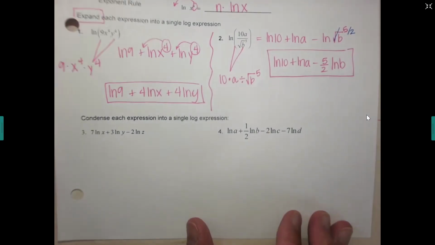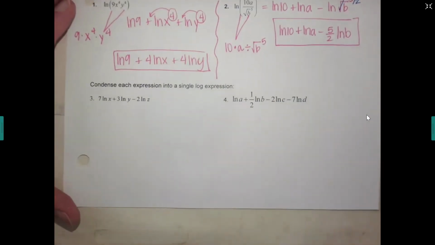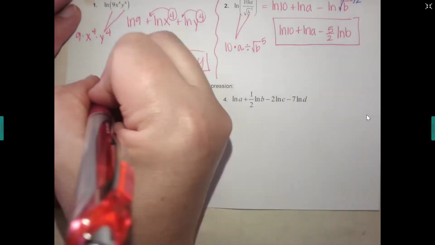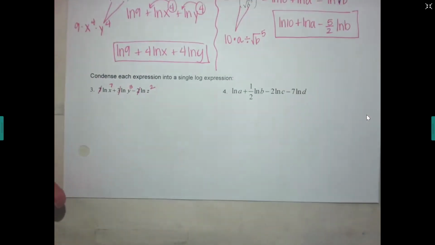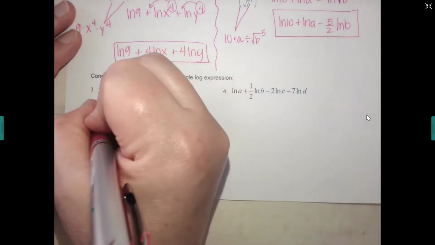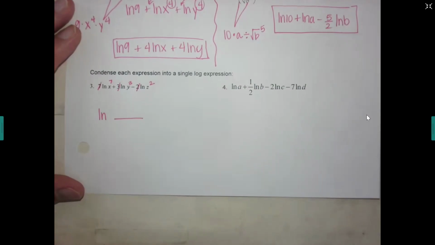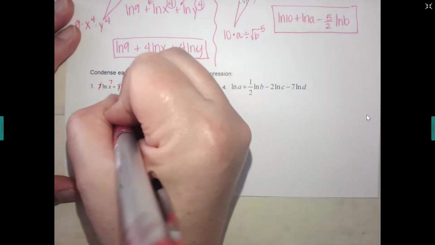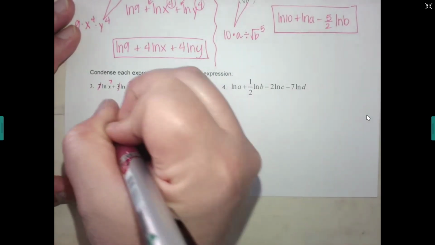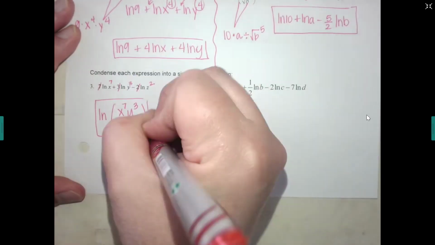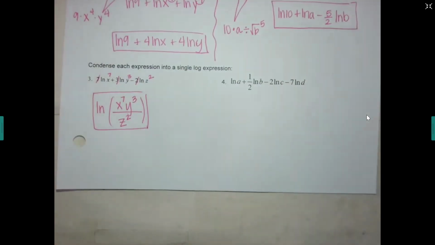What numbers can I move up? Any numbers that are in the front, right? Yes. So the 7, the 3, and the 2. And then once I pop those front numbers up, they're all going to go into the same ln, and anything that's minus will get divided, anything that's plus will get multiplied. So it'll be ln, big fraction. My x7 and my y3 will get to stay on top, but my z squared will have to go to the bottom. Does that make sense? Hopefully.